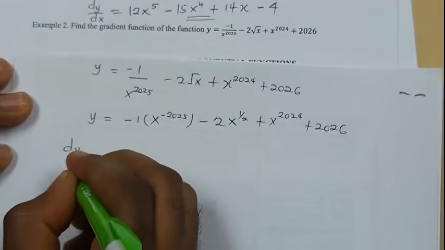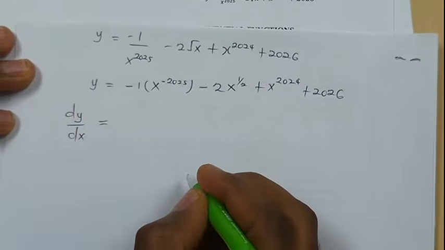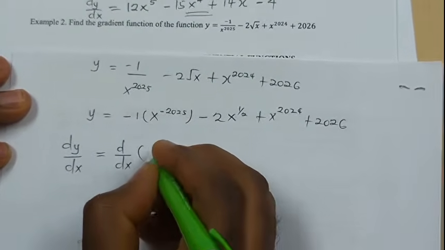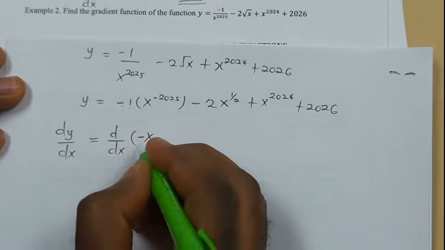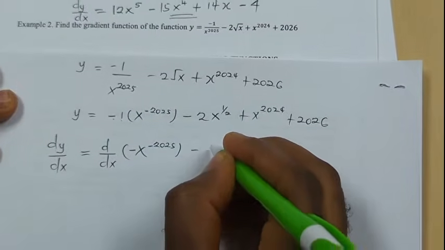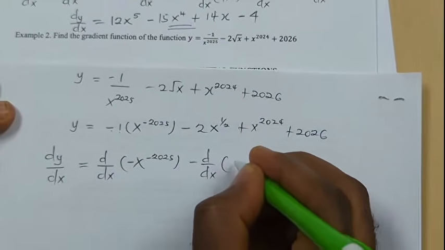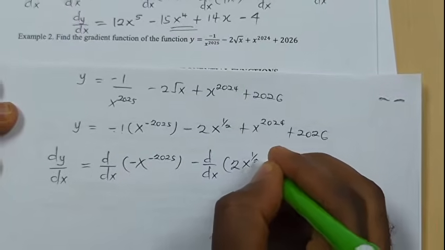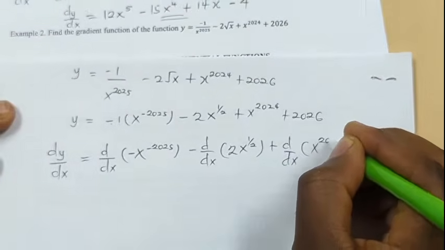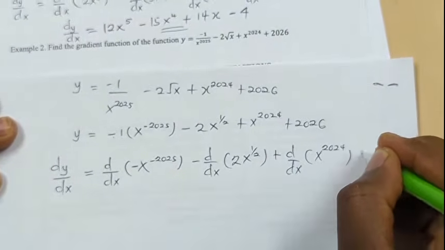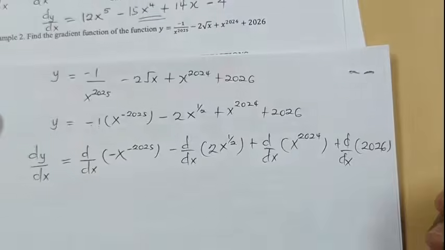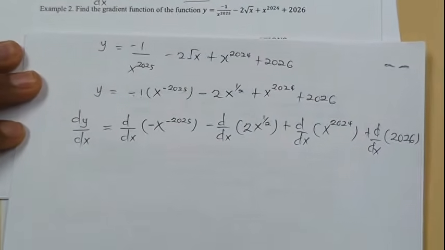So now we can differentiate the function. So dy over dx will just be equal to the differential of the function. So this will be negative 1 times that will be negative x exponent negative 2025, then minus d over dx, the differential of 2x exponent half, then plus d over dx of x exponent 2024, then plus d over dx, the differential of 2026. So we are able to combine all the necessary rules to solve this.